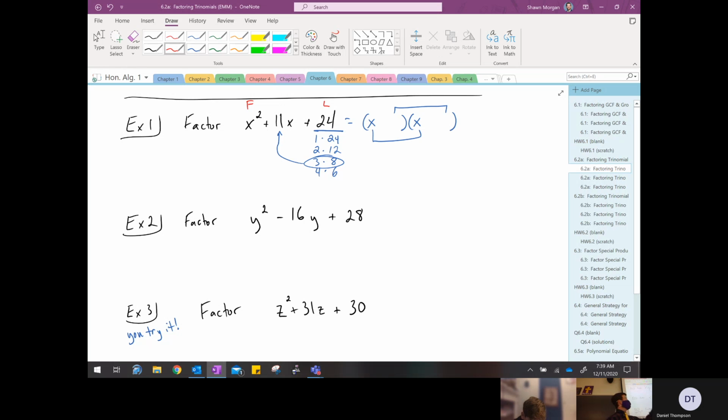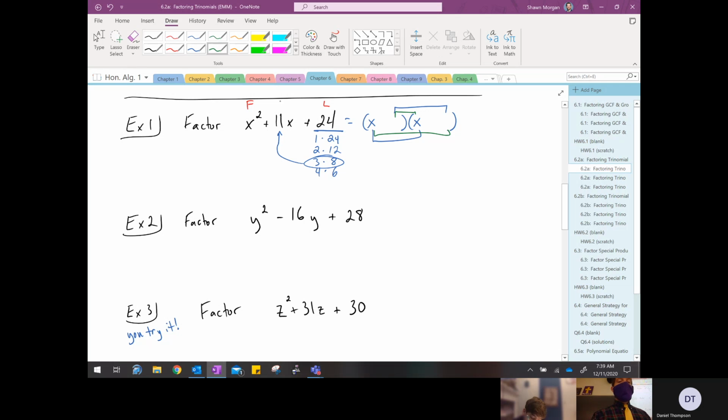So there's 4 possible ways I could write this up. I could say (x + 1)(x + 24), (x + 2)(x + 12), (x + 3)(x + 8), or (x + 4)(x + 6). Okay? In other words, I could use any of those factor pairs. The reason that I'm going to pick 3 and 8 has to do with the outer and the inner.